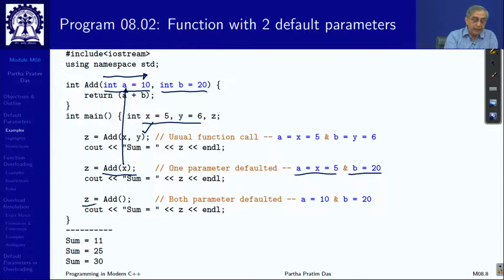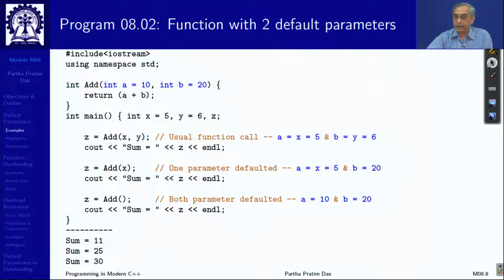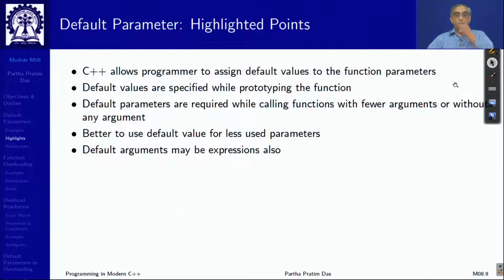And in the third case, if I do not pass any parameter, both a and b take their default values. So, it always goes from the left, and as many parameters as are provided will take the values of the actual parameters; the remaining must be default and they will take their default values. That is the whole idea of the default parameter. So, it allows programmers to assign default values to the function parameters. That is the basic idea.